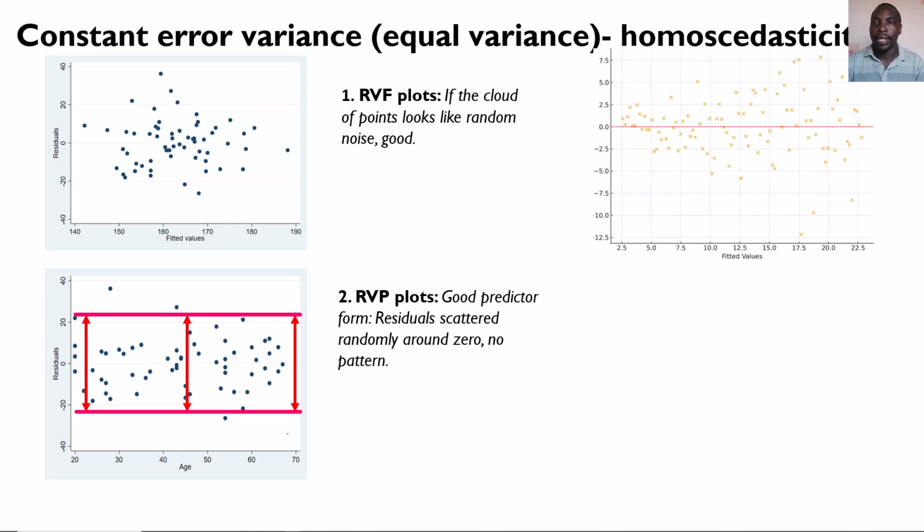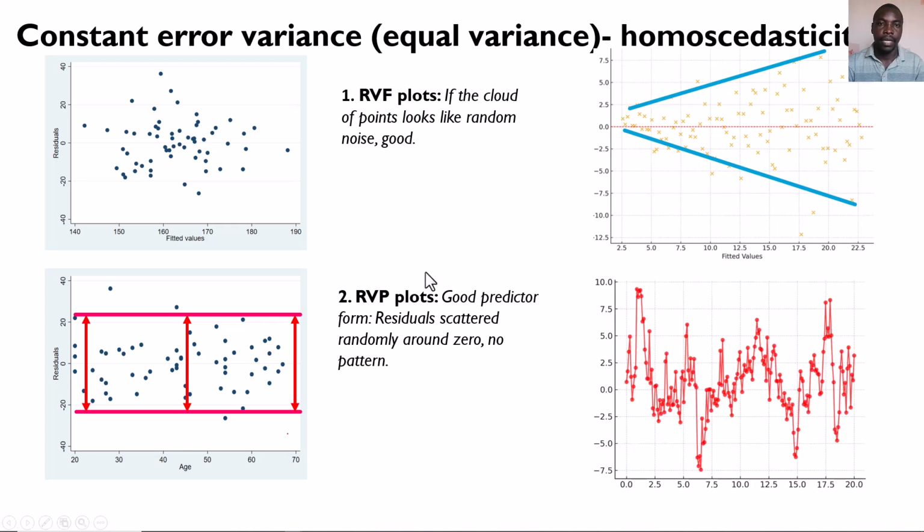On the right, we can see an example of an RVF plot with a violation of equivariance. You see that if we have a distribution like this, where the error terms, instead of being randomly distributed, start to form a funnel shape, that would be a violation.